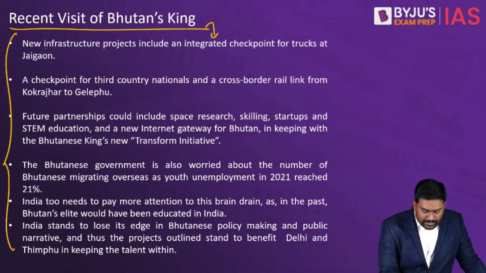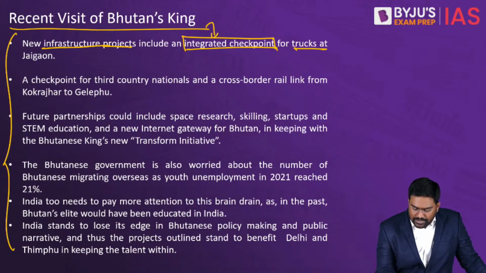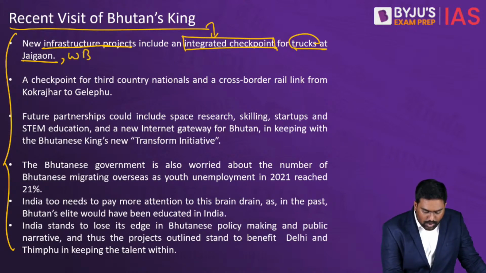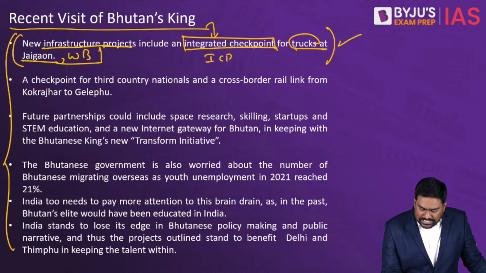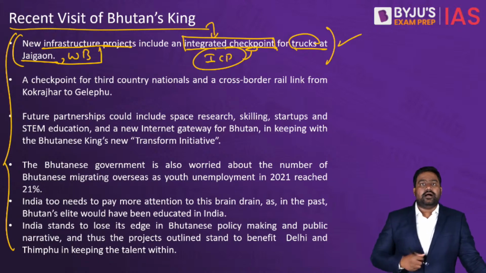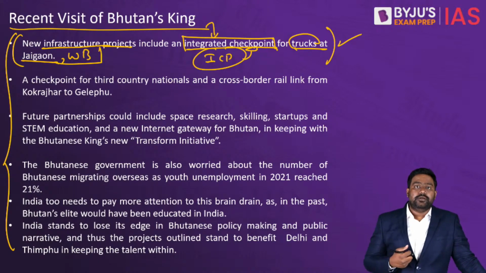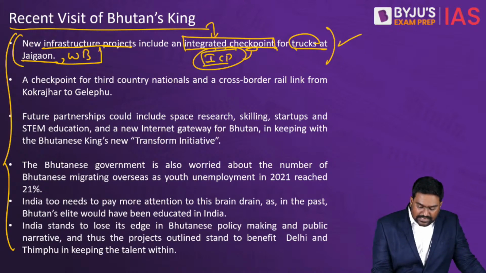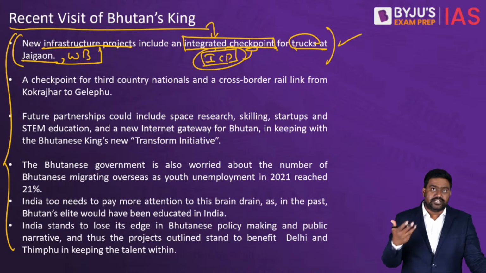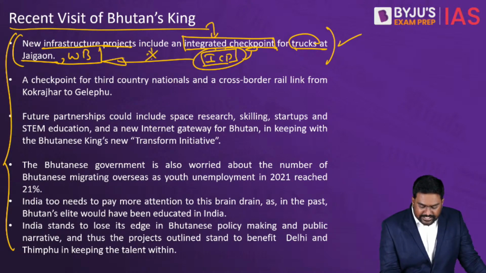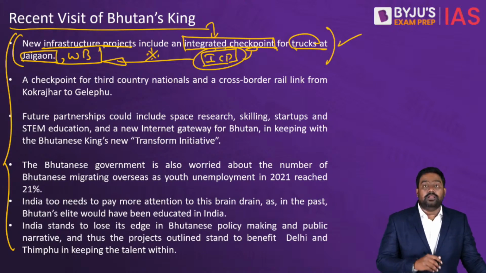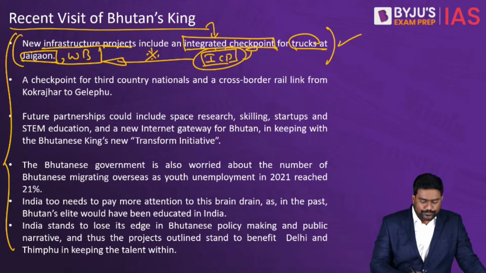taken up. New infrastructure projects have been announced, especially an integrated check post for movement of trucks at Jaigaon in West Bengal. Along the West Bengal-Bhutan border, an integrated check post will come up, similar to the ICP that we have at Wagah-Atari border between India and Pakistan. We have similar ICPs with India-Bangladesh as well to promote trade and movement of trucks and goods. So advanced trade facility will come up with an integrated check post at Jaigaon in West Bengal to promote the easy movement of trucks and goods.